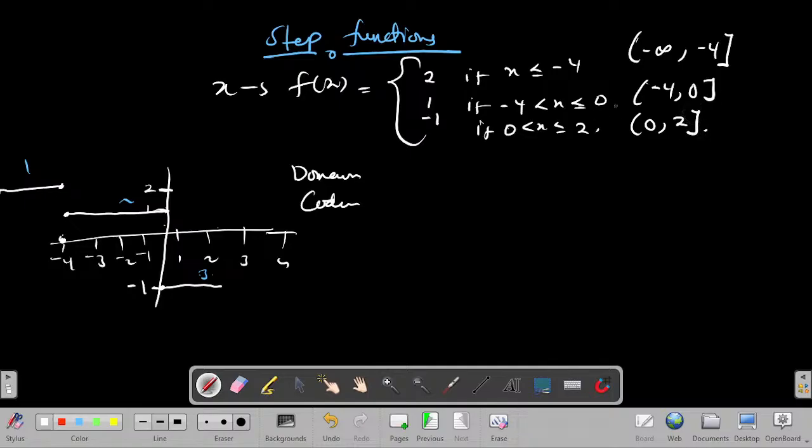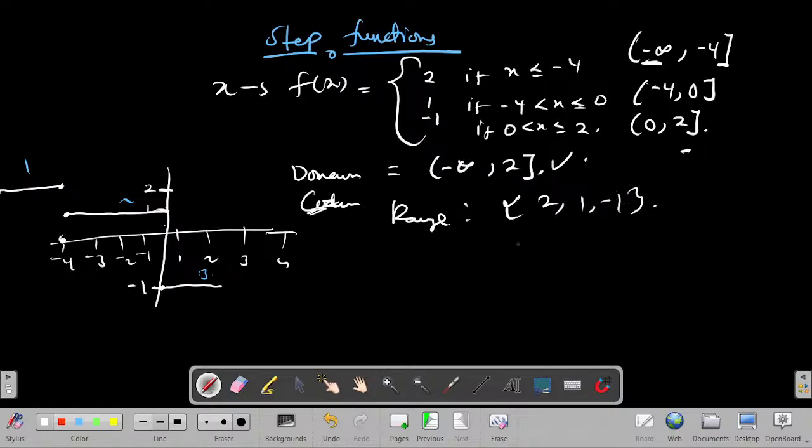Therefore, my domain, which should cover the entire function. There are three separate domains, so you have to combine them. Combining this, you start from the smallest to the biggest. Therefore, my domain for this function is simply negative infinity, comma 2. That's all. What is our range? Our range is the output. So our range is as simple as ABC: 2, 1, and negative 1. And that is all for step function.